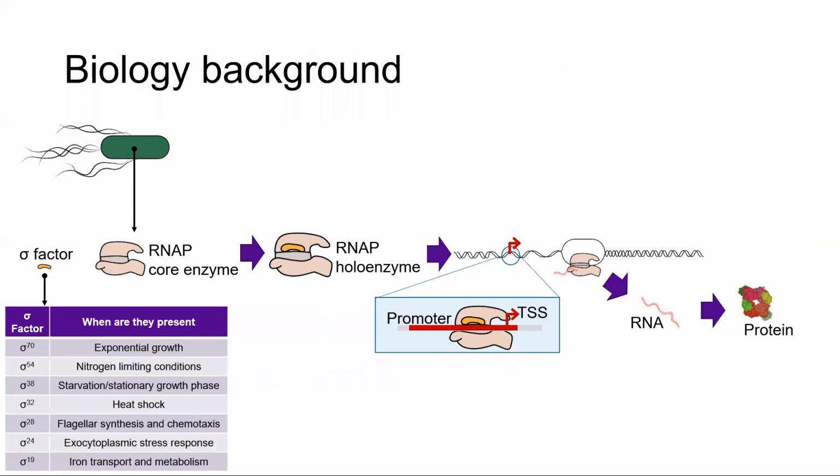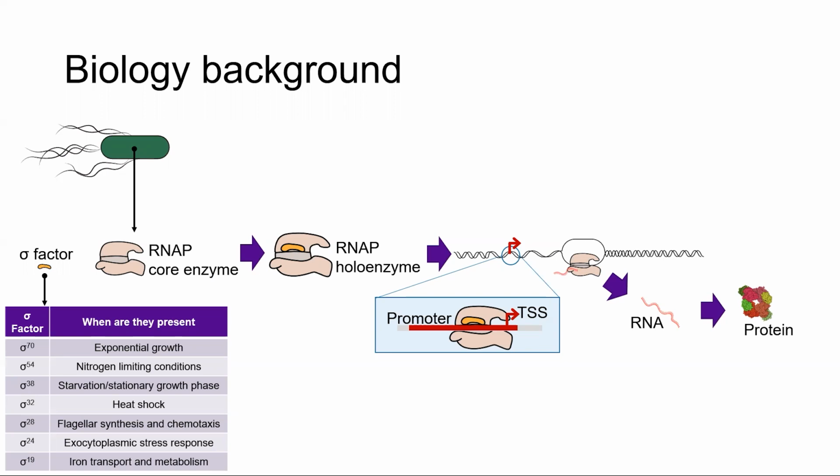Inside E. coli, there are sigma factors and RNA polymerases, and when these two components bind, it forms the RNAP holoenzyme. This holoenzyme can then recognize the promoter region of a gene with the help of the sigma factor. After promoter recognition, transcription of that gene occurs, forming an RNA. Finally, translation of that RNA occurs and proteins are formed, which go on to participate in various biological processes.